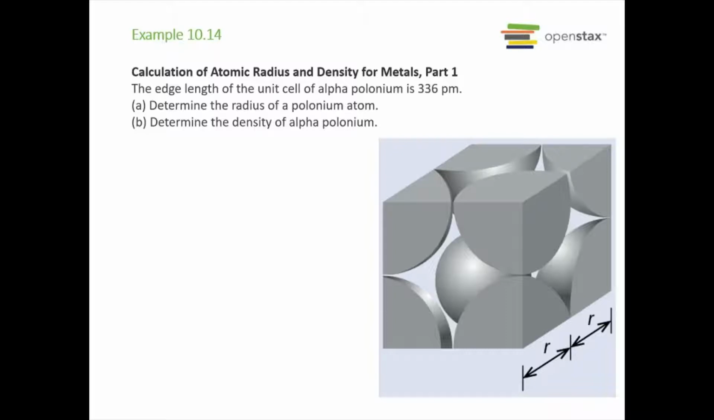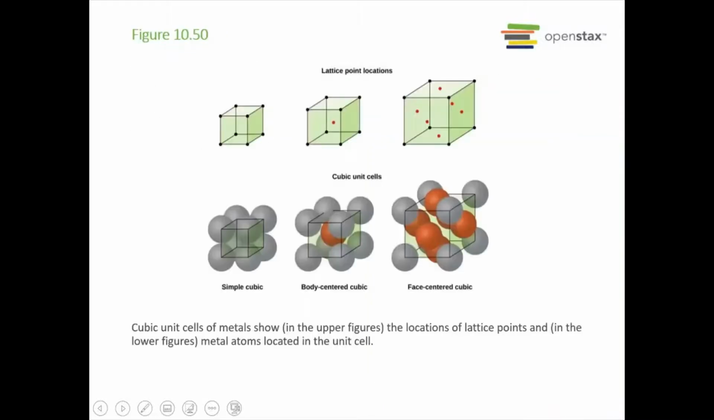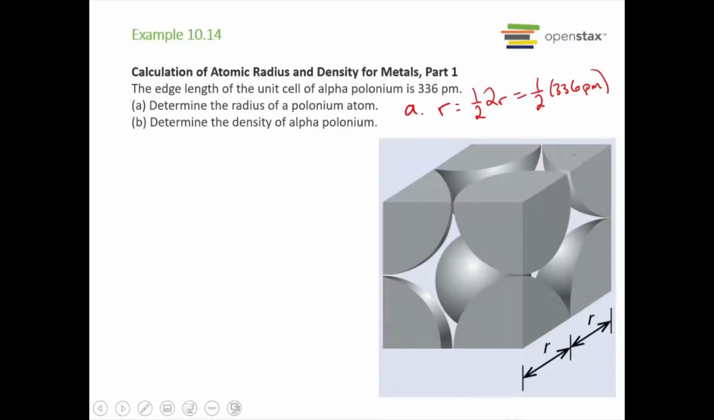So the first thing we want in A is the radius of a polonium atom. So the radius then is equal to 1/2 of 2r, which is the length of the unit cell. So we have 1/2 times 336 picometers. So our radius is equal to 168 picometers.